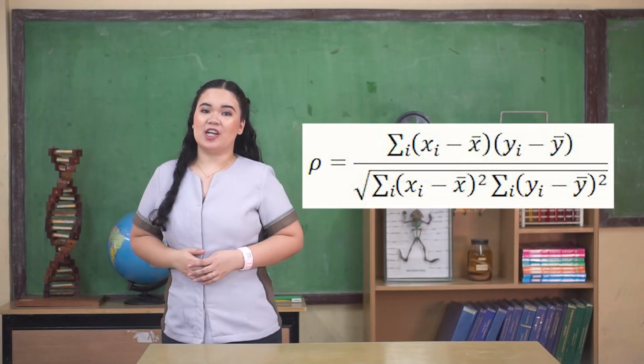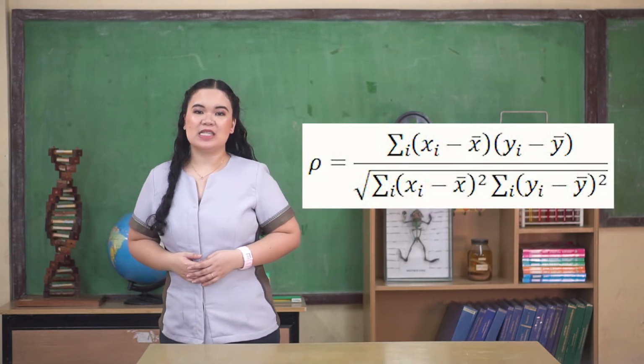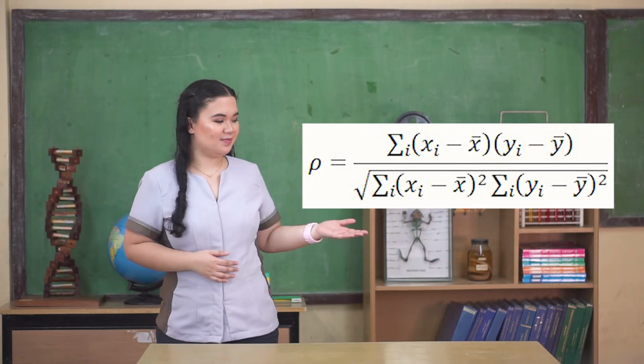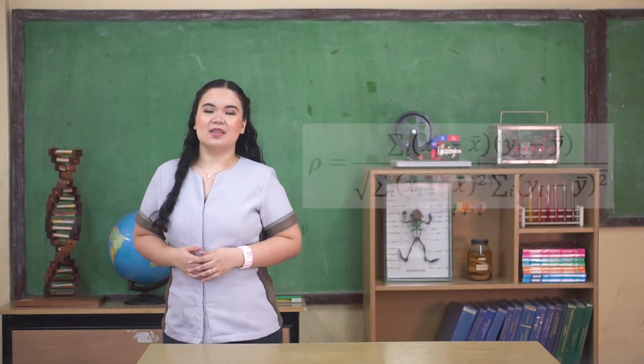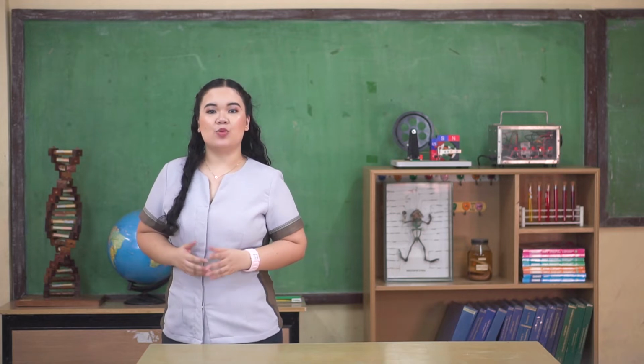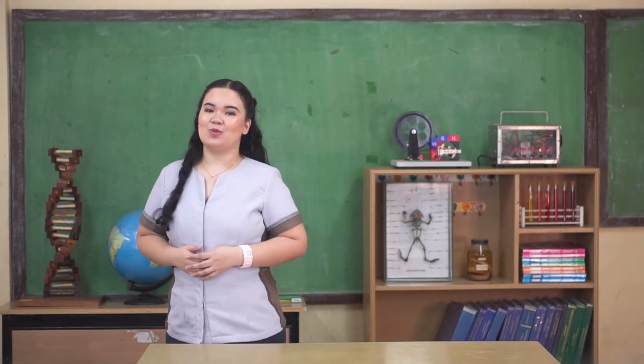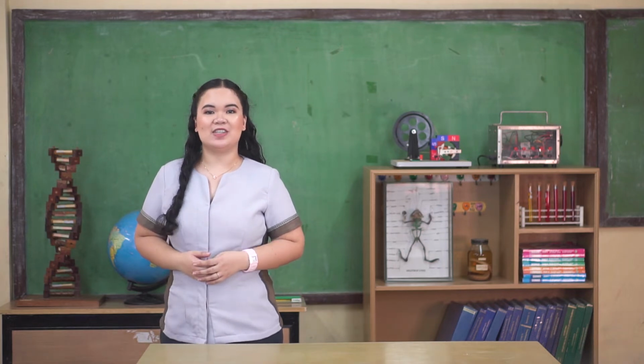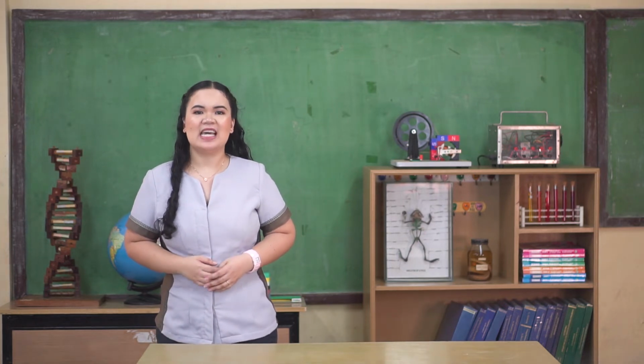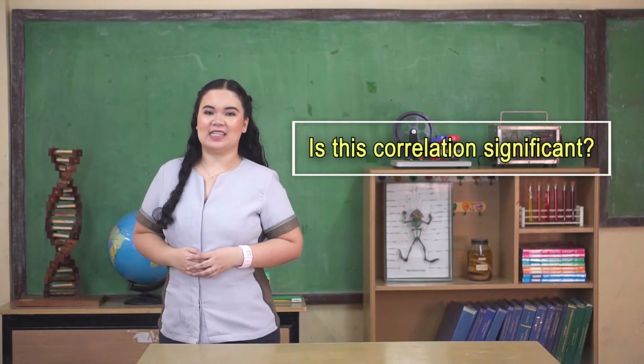Remember, if there are tied ranks, we will use this formula instead. But we are not yet done. We only found out that there is a strong negative correlation between the physical activity in minutes of the 10 men with their blood pressure in millimeter mercury. The next question is this correlation significant?